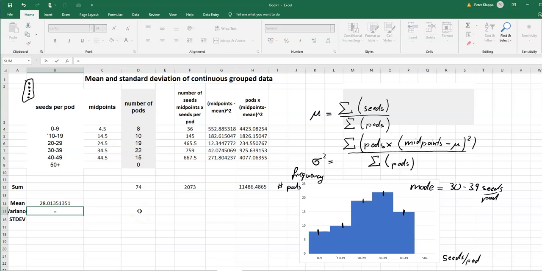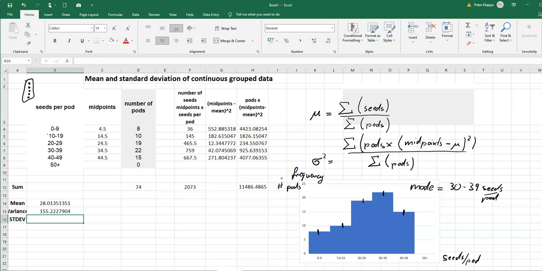So that equals the numerator divided by the 74 pods, the number of pods. That gives us 155.22, well, seeds per pod squared.